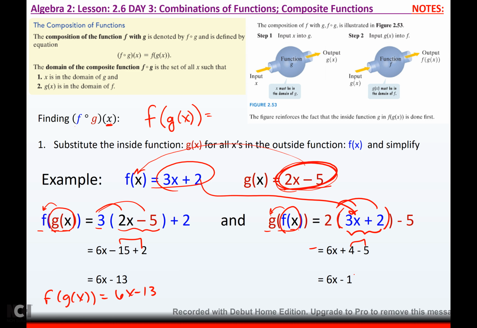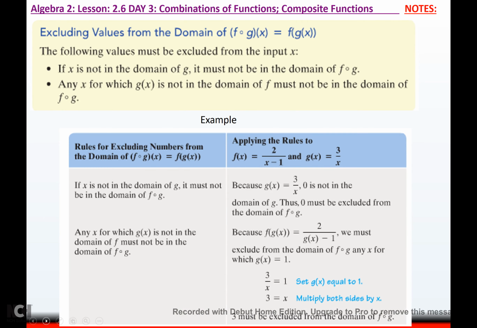Combine like terms and you get 6x minus 1. So g of f of x equals 6x minus 1. Do you think these two would ever be the same? I don't know. I wonder what happens if it is.